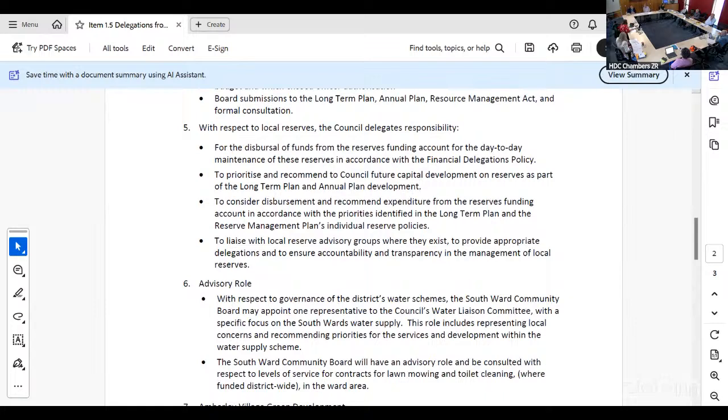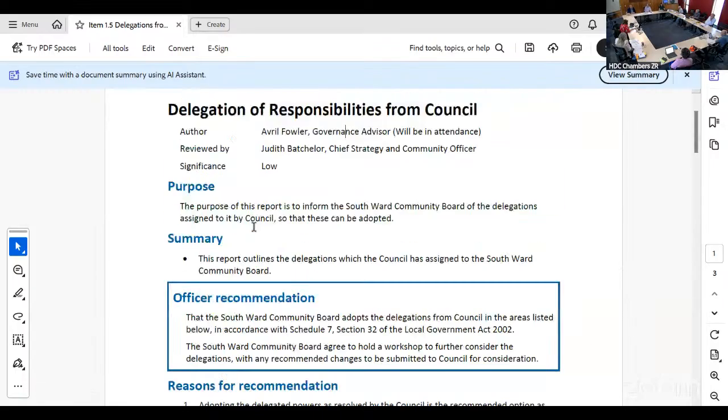Through you, Mr. Chair, I might just ask a question of the governance officers. Does the community board actually adopt the delegations? I don't think it does. No, the delegations are provided by council. You're right, it sort of got into the papers here as adopted. In fact, I think the appropriate word is receive. We don't have a recommendation to be adopted. Correct. The council sets them and we take them. Yes, the board receives, I think, is the word there.